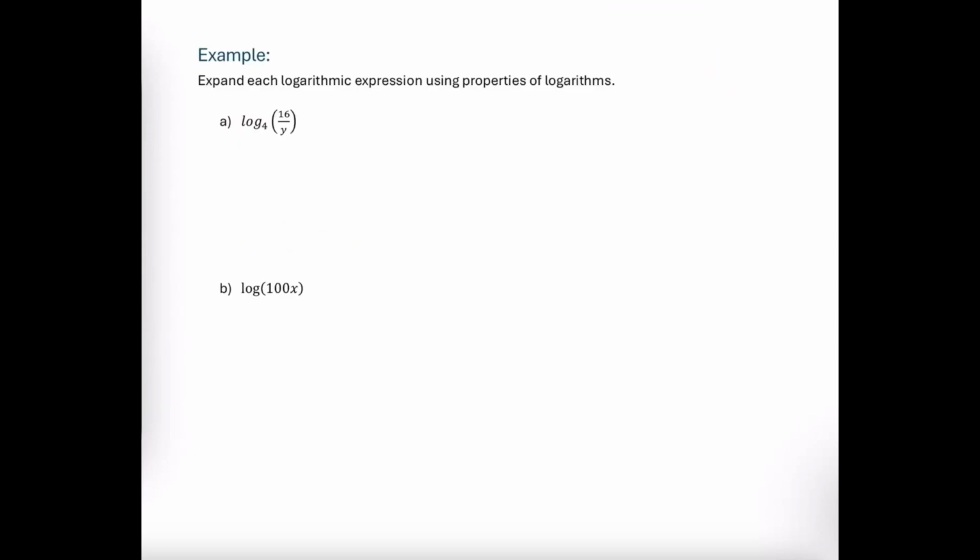So let's do two quick examples. In part A, we have essentially a division problem in the center of the argument. So we're going to split this using the quotient rule, and the quotient rule says that we're going to be looking at the log with the original base, base 4, of the top piece, which is 16. So it's the log of the top minus the log of the bottom, and we're using the same base that was present in the original problem.